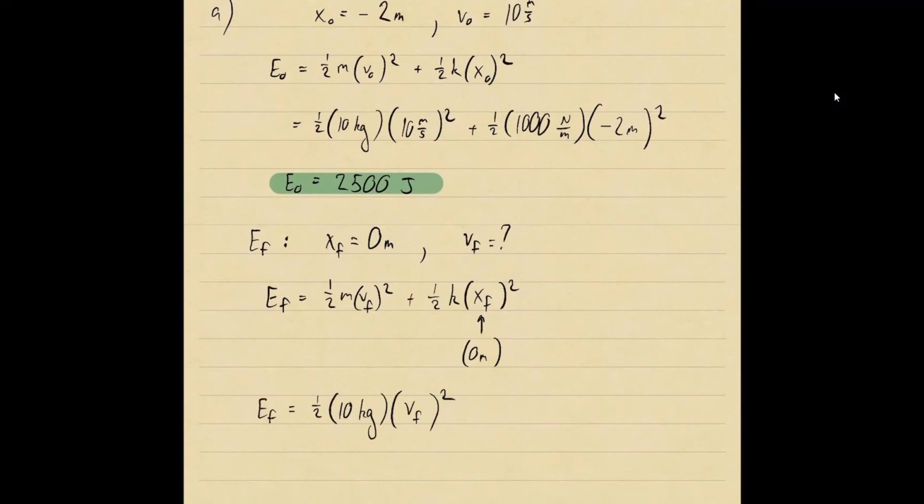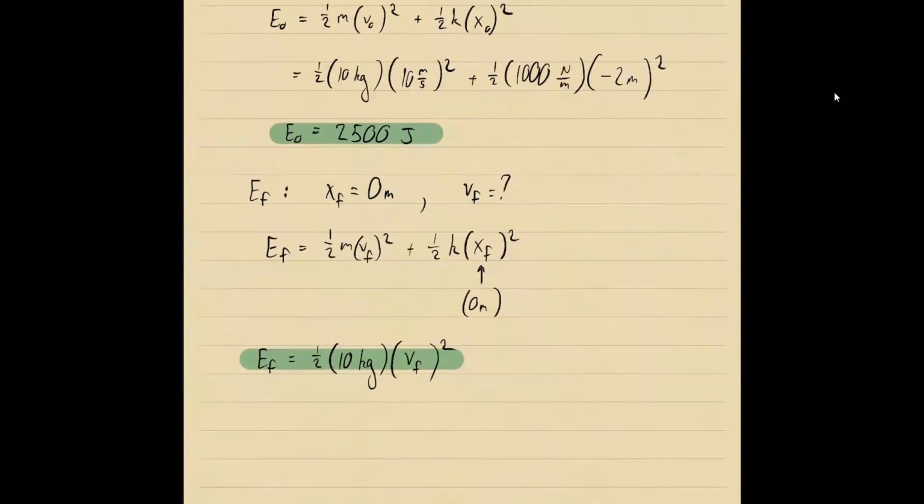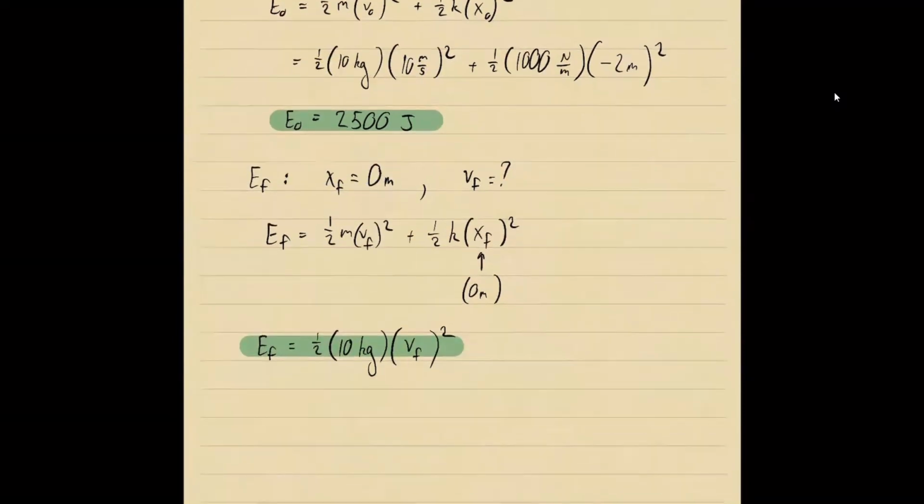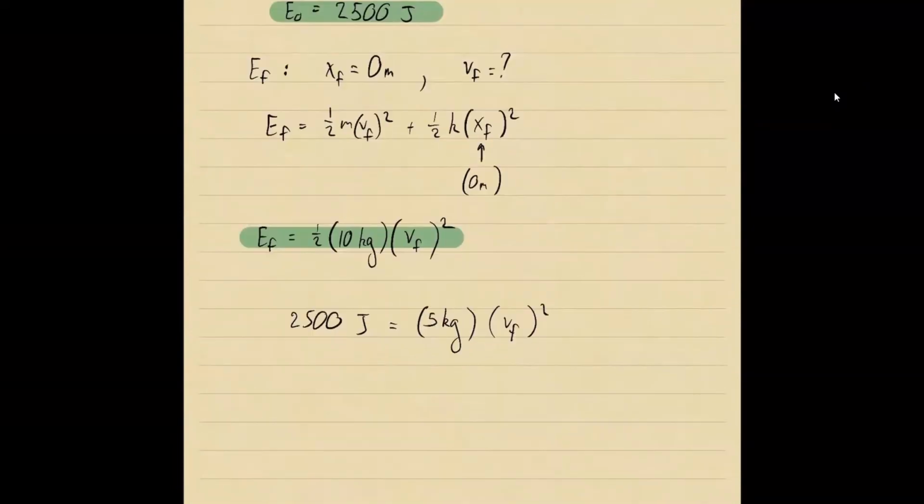Using conservation of energy, we know that the final energy of our system is equal to our initial energy. So on the left, we have 2,500 joules. On the right, we have 1/2 times 10, which is just 5, times final velocity squared. So the final velocity of this thing, when we solve this, is going to be 22.4 meters per second.